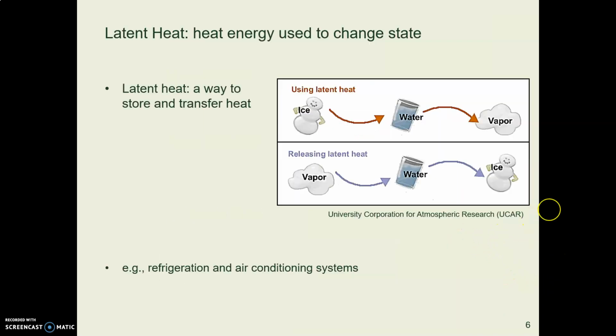Latent heat is the energy involved in changing the state of something. And state means it goes from solid, like ice, to liquid, like water, or from liquid, like water, to gas, like steam. Latent heat is a way we can store energy and transfer energy, and that's why it's so important in refrigeration systems, which includes air conditioning systems.